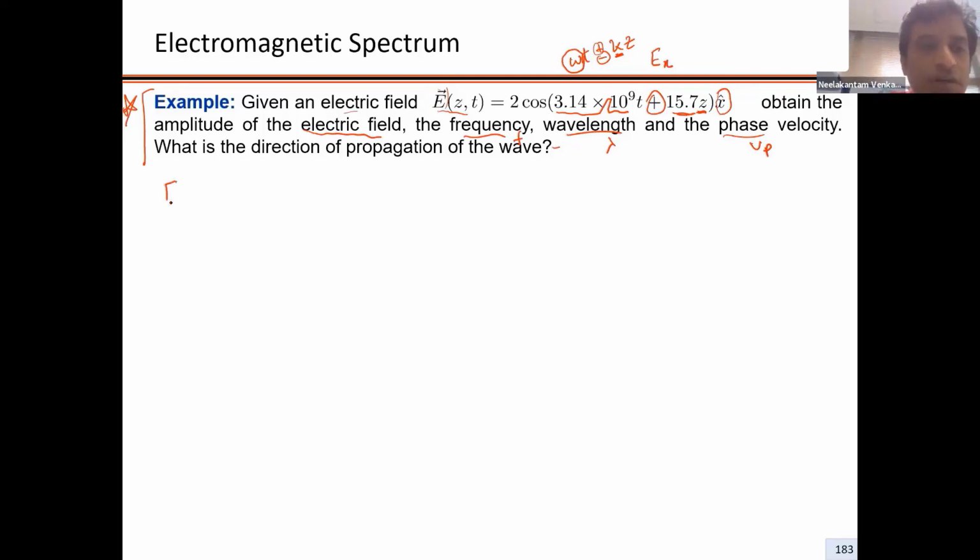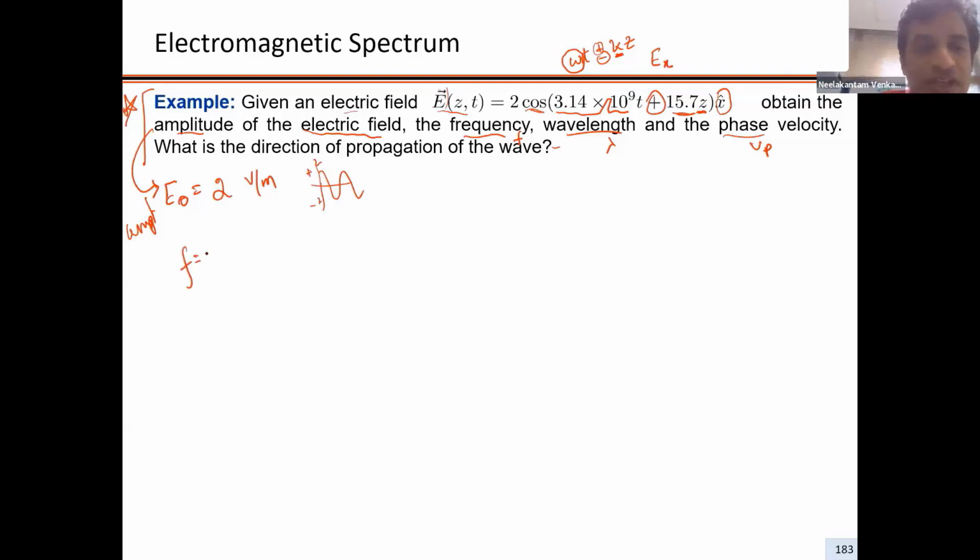So E naught is going to be the amplitude. Amplitude is E naught, and that is going to be 2 volts per meter, because this is going to have values from plus 2 volts per meter to minus 2 volts per meter, because cosine changes from +1 to -1.